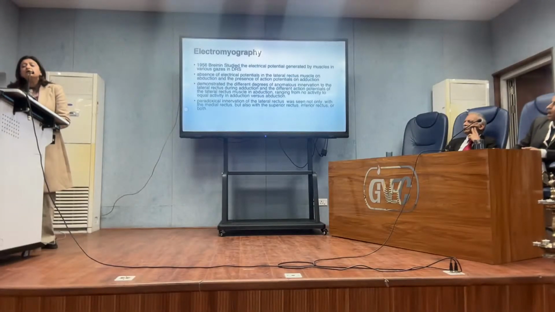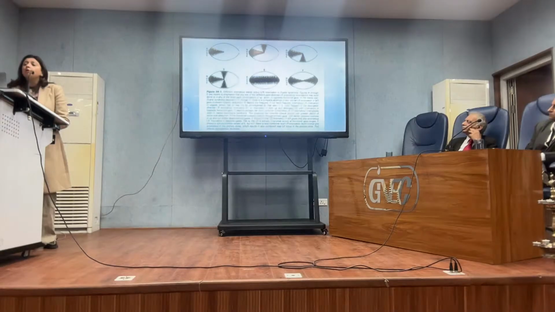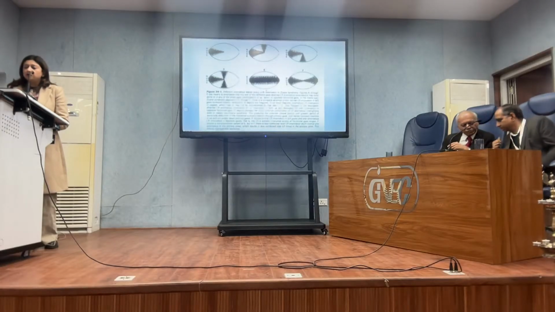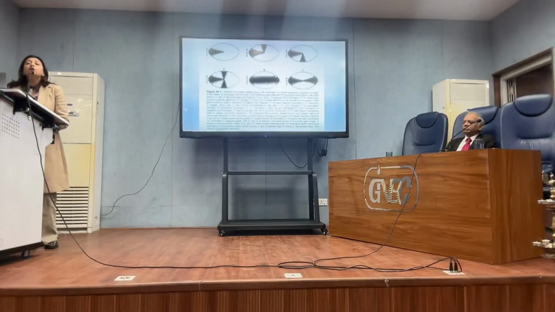The paradoxical innervation of the lateral rectus is seen not only from the medial rectus but also from the vertical muscles. So this diagram here explains the anomalous innervation which is received by the lateral rectus. In the first picture, we can see that the medial rectus is giving the anomalous innervation to the lateral rectus on adduction. In the second, it is also getting it on elevation from the superior rectus. In the third picture, you see it is getting it from the inferior rectus, and the fourth diagram shows that it is getting it from all three muscles. Diagram E represents that in addition to the anomalous innervation, the lateral rectus is also getting near normal innervation.